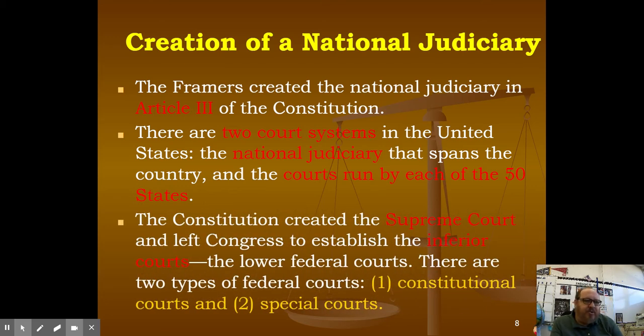The Constitution created the Supreme Court, but then left Congress to establish the inferior courts, or lower federal courts. There's basically two types of federal courts. There's constitutional courts and special courts. Constitutional courts have to do directly with conflicts and arguments towards rights and protections of the Constitution. Special courts are used for a variety of other things, such as bankruptcy.